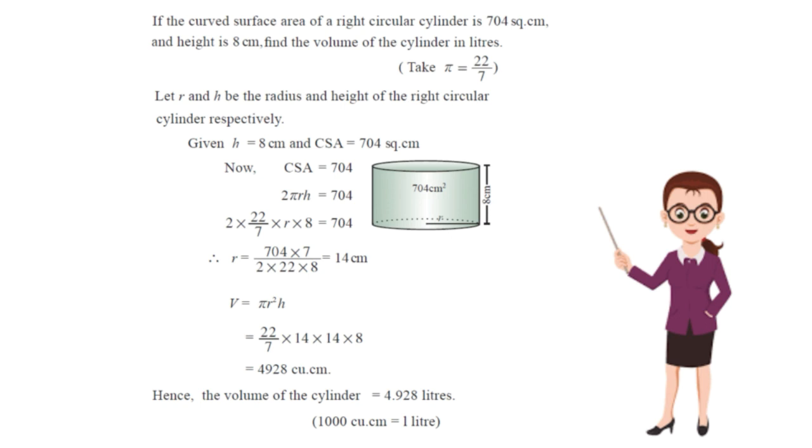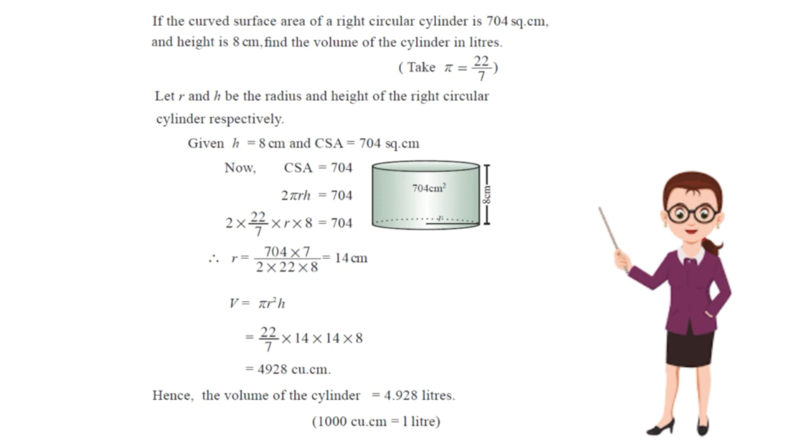Before going to the next figure, we will solve one problem. In the given problem, we are given the curved surface area of a right circular cylinder as 704 square centimeter and its height as 8 centimeter. We need to calculate the volume of cylinder in liter. So we know that curved surface area of cylinder is 2 pi rh. So 2 pi rh is equal to 704. Putting the value of pi as 22 by 7 and h as 8, we can calculate the radius first. So the radius will be 14 centimeter.